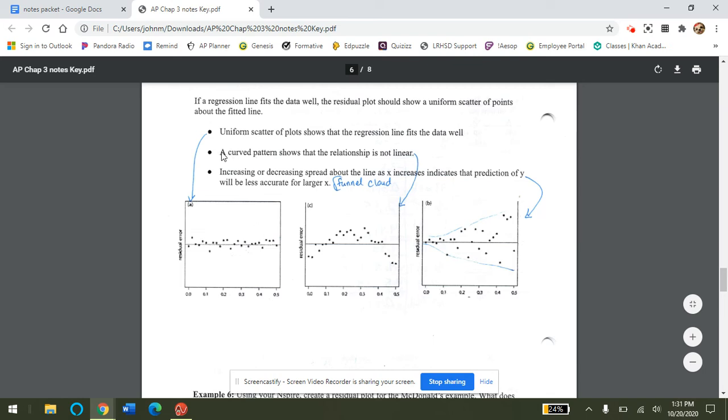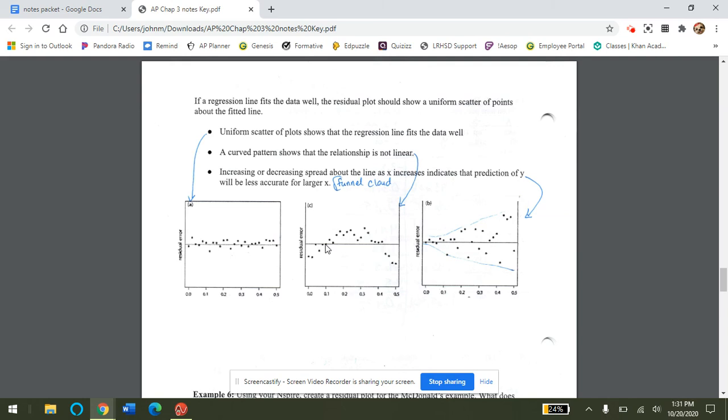If you have a curved pattern, a U this way, or upside down, a U this way, where you have under, over, under, a curved pattern in your residual plot shows that your original data was not linear. It's more backup evidence. If it looks like a funnel cloud, close to the line and then spreading out as it goes, that means your prediction line is only good here, and it's pretty unreliable as you get further away from the axis.